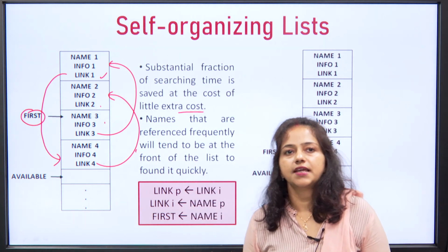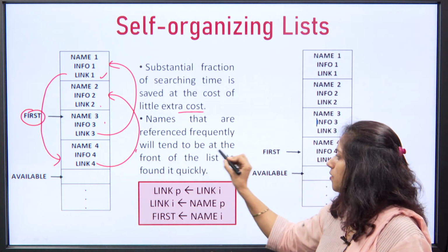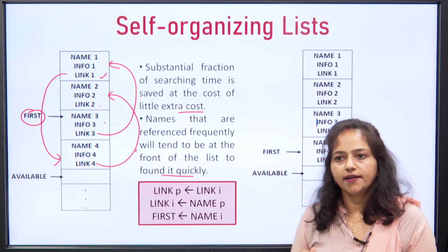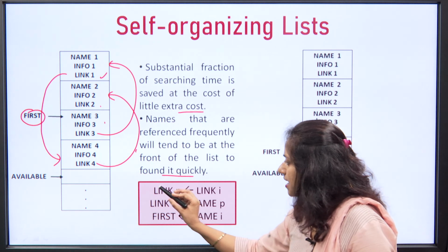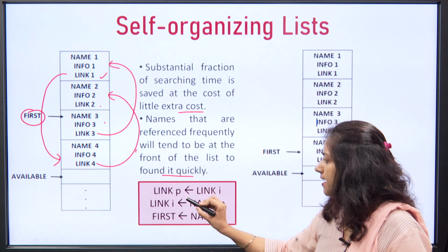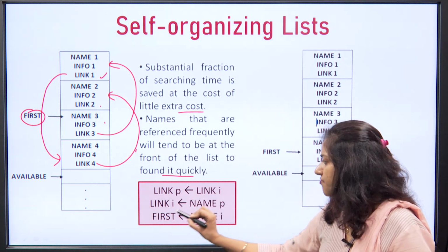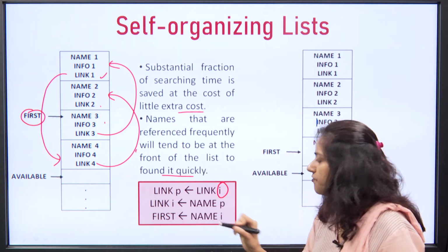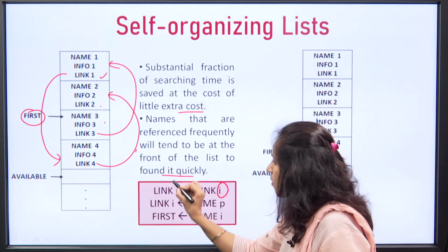Now, the beauty of self-organizing list is names that are referenced frequently will tend to be at the front of the list to be found quickly. So, the record that we want to search will be kept at the beginning of the list. So, how is it done? It is done by changing these 3 pointers. First, link of P will be link of I, link of I will be name P, and first will be updated as name I. Here I means the record that we want to search.